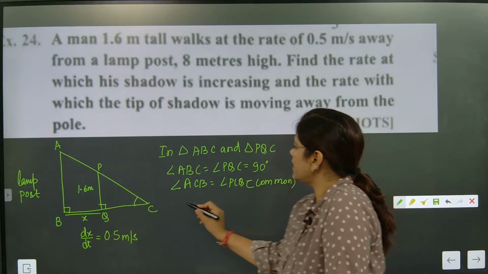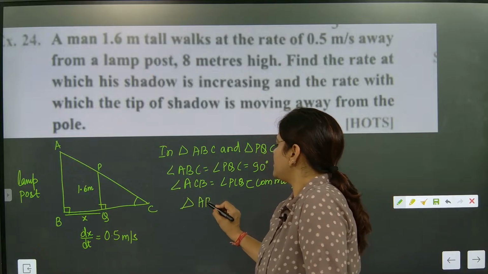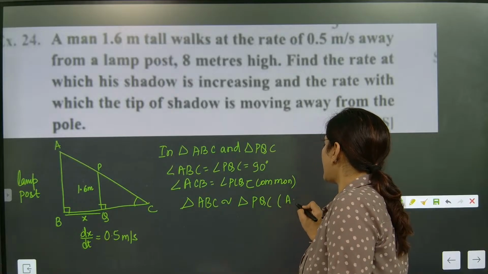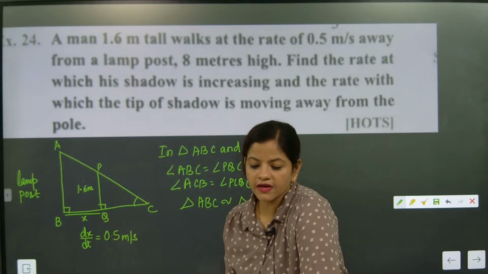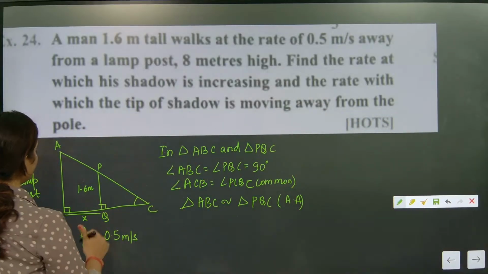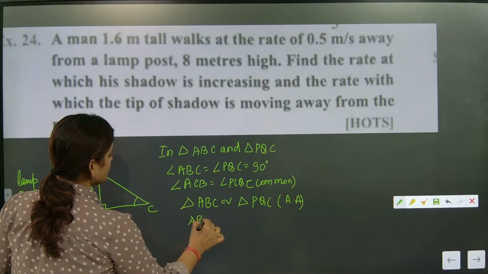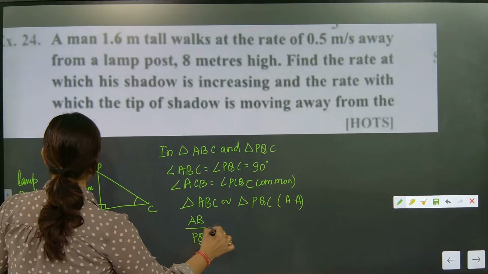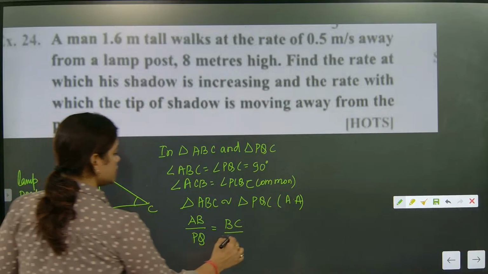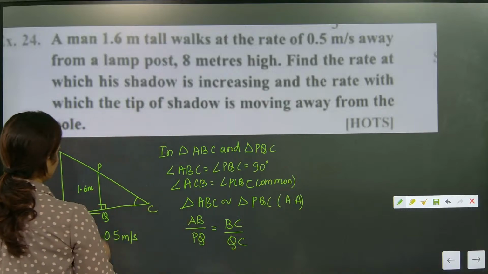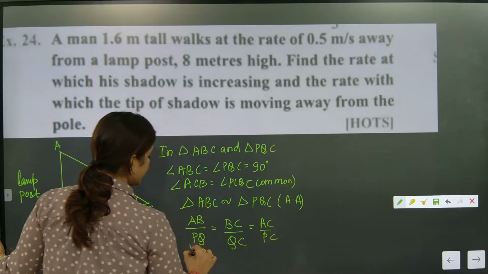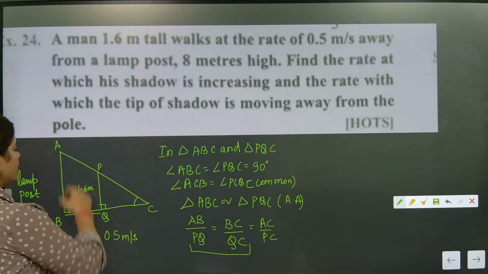From angle criteria, triangle ABC is similar to triangle PQC. So by angle criteria, if they both are similar, then sides will become proportional. So when you take proportionality of sides, it will become AB by PQ is equal to BC by QC. Understood? And then AC by PC. But we can take any two. So AB by PQ.